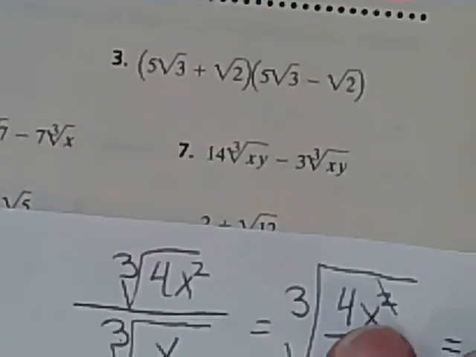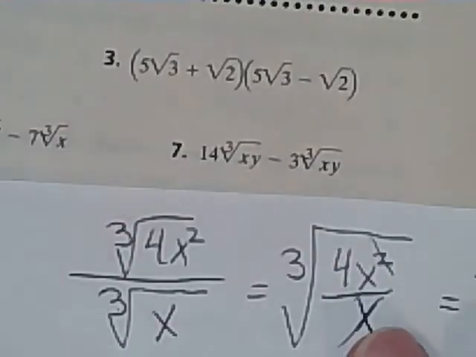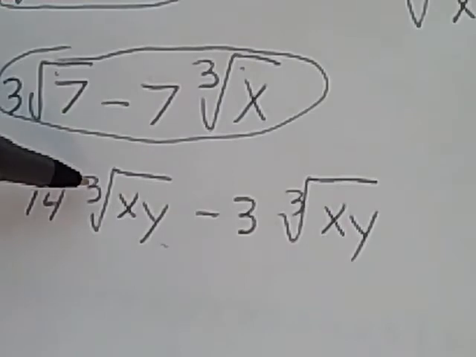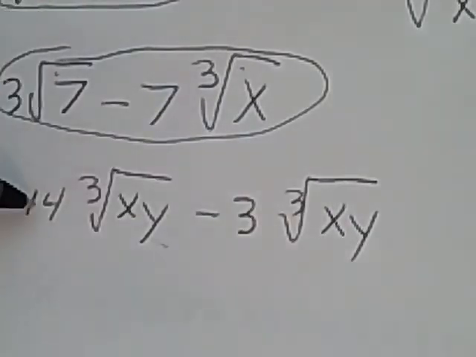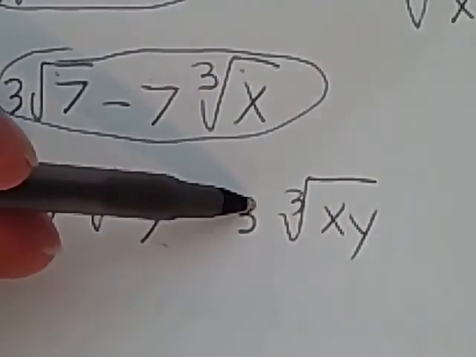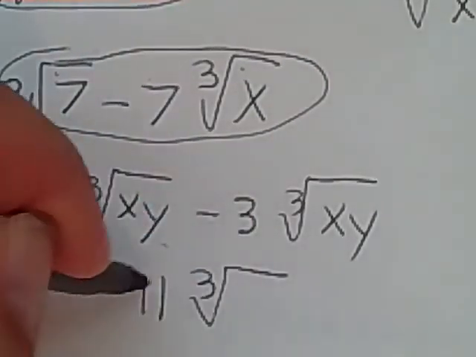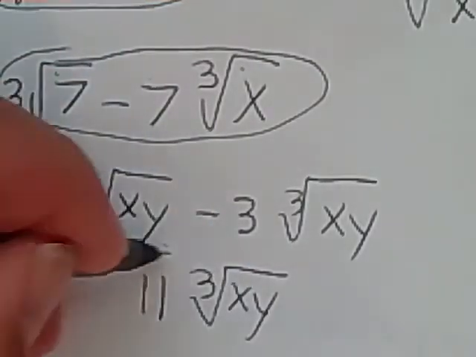Number 7. 14 times the cube root of xy minus 3 times the cube root of xy. All right, now this is easy. Apples, apples. Same radicand and same index. So this is just 14 minus 3 is 11 apples. 11 cube root of xy.